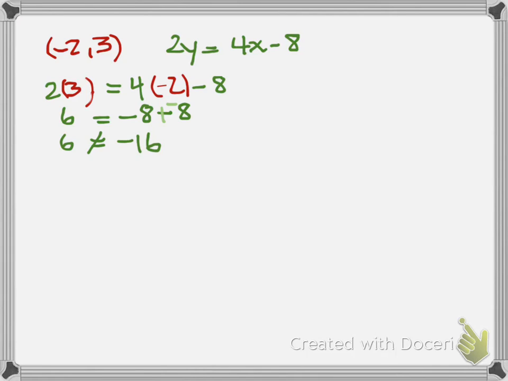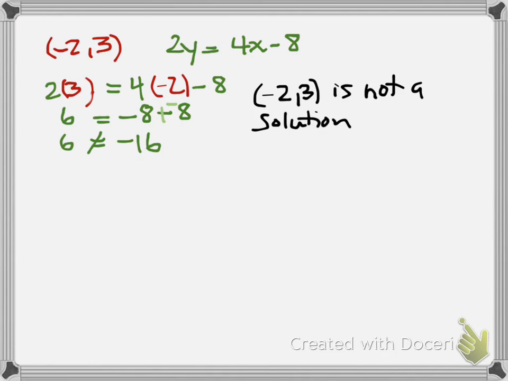So what we notice is that 6 doesn't equal -16, so our answer is -2, 3 is not a solution of 2x equals 4y minus 8. Okay. Now that's not to say there aren't solutions, just that the ordered pair they wanted us to test is not.